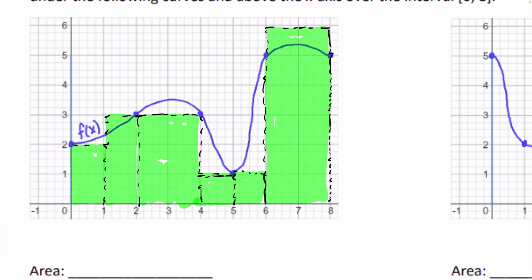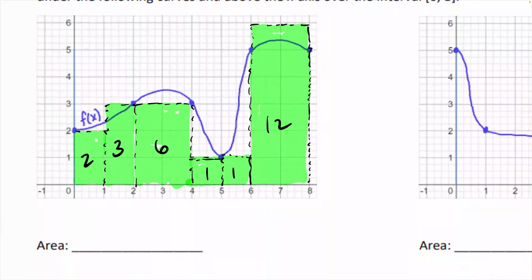Okay? So 2 times 1 is 2. 3 times 1 is 3. That's a 2 by 3, 6. 2 by 6 is 12. So my approximation is 11, 12, 13, 25. That's my approximation. Is yours going to be 25? No, you could be 24, 26, 27, 23, somewhere around there. Your approximation, right? It's an approximation. You're just coming as close as you can to the answer.